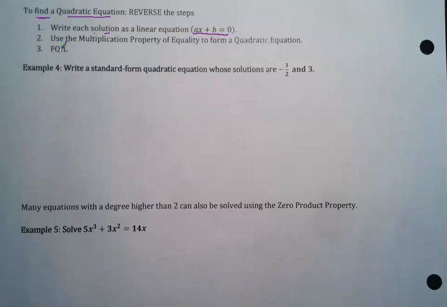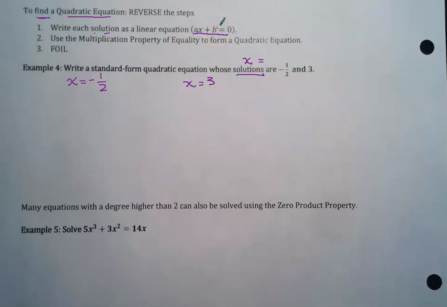Example 4. Write a standard form quadratic equation whose solutions are -1/2 and 3. Okay, so let's start out with x, because it's a solution, equals -1/2 and x equals 3. That's what this is telling me, right? My solutions mean x equals. So we want to write this in a linear equation form, ax plus b equals 0.